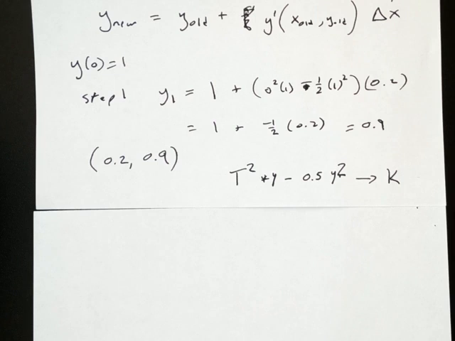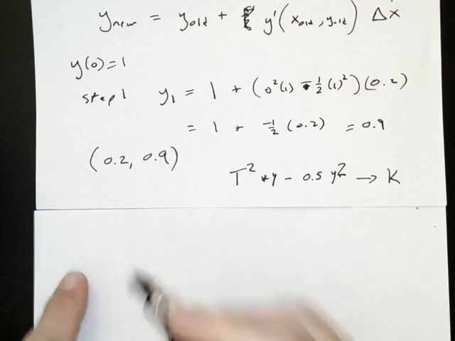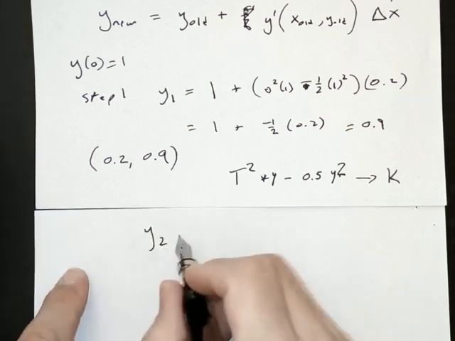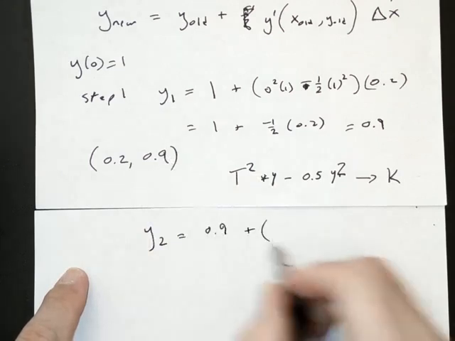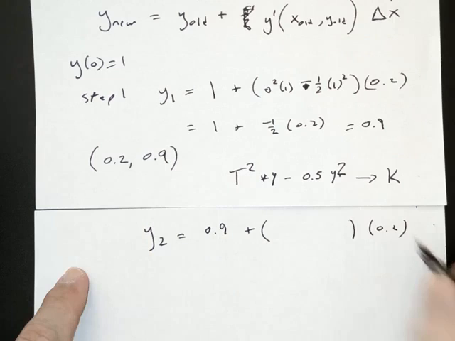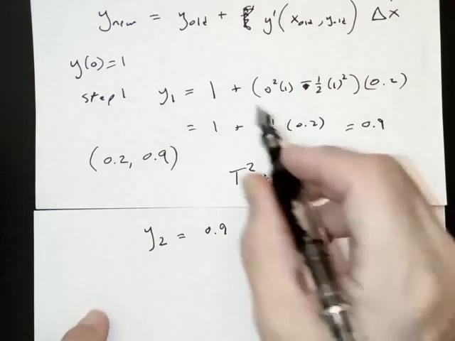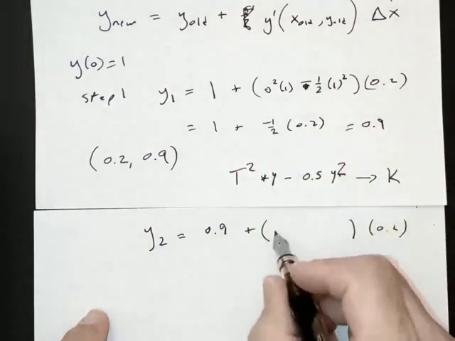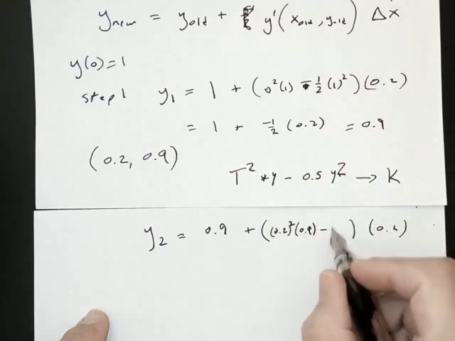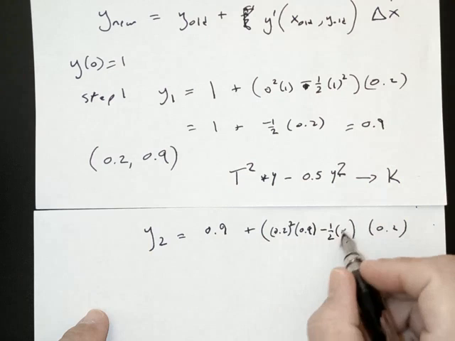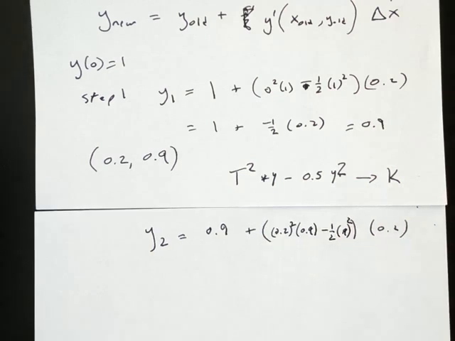Oh, okay. Old is the one I just finished finding. So the next one, but now it's x squared y minus 1/2 y squared. So I'm using the numbers I just found in the previous part.